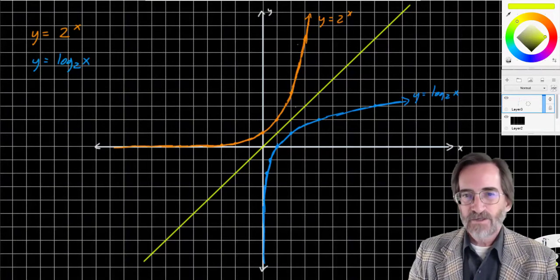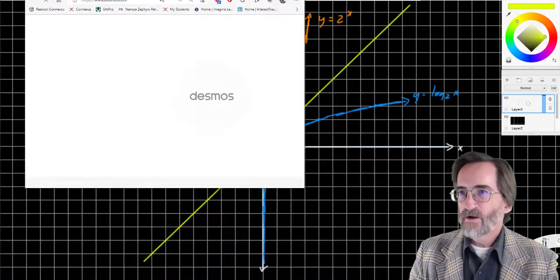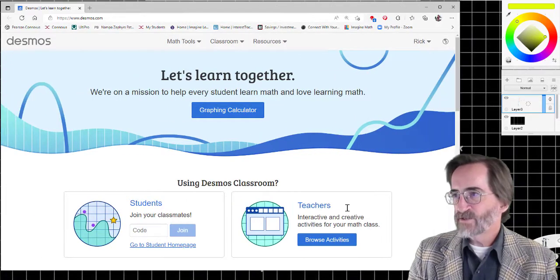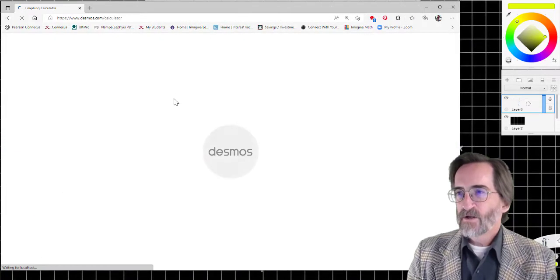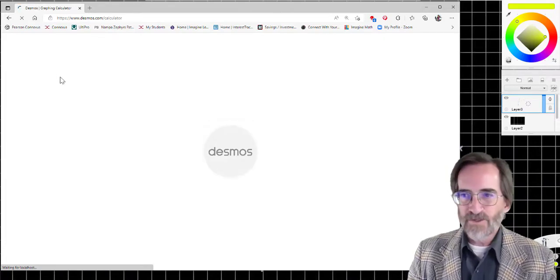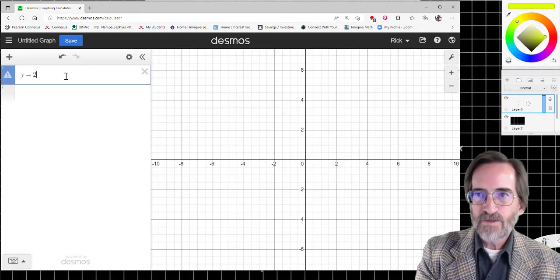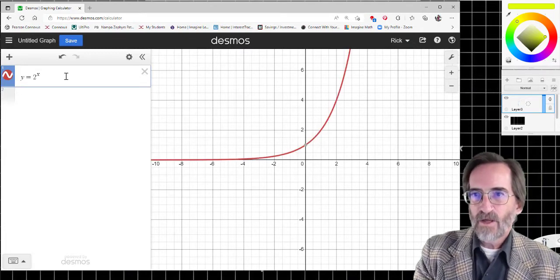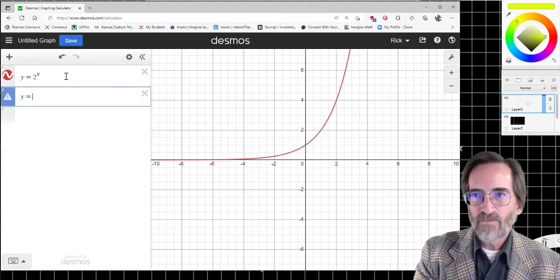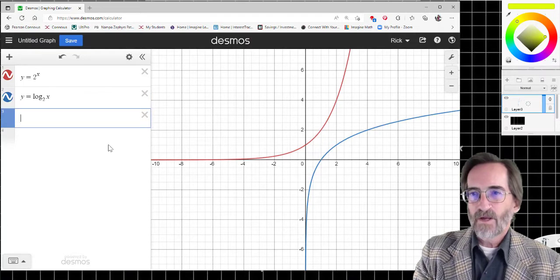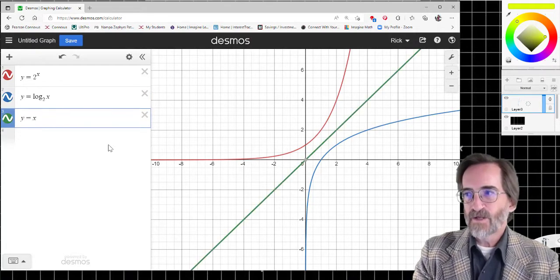Desmos, not Desleast. One of the things I love about Desmos is it handles logs of different bases very, very nicely. To get a superscript or a subscript, hit shift underscore. So y equals 2 to the x, and y equals log base 2, log shift underscore 2, right arrow x. I'm going to graph y equals x at the same time.